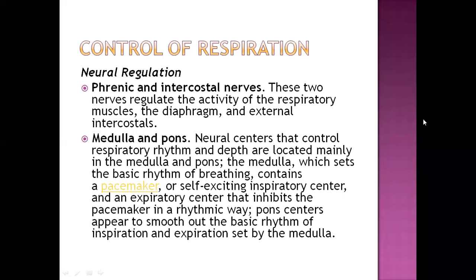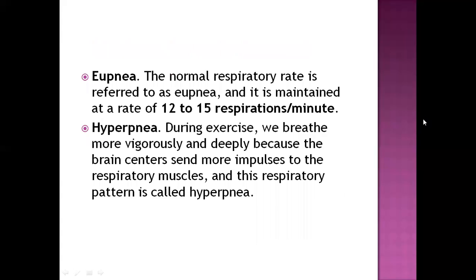Control of respiration is done by neural regulation. First of all, we have the phrenic and intercostal nerves that control the diaphragm and external intercostal muscles. Then we have control from the medulla and pons that control respiratory rhythm and depth.